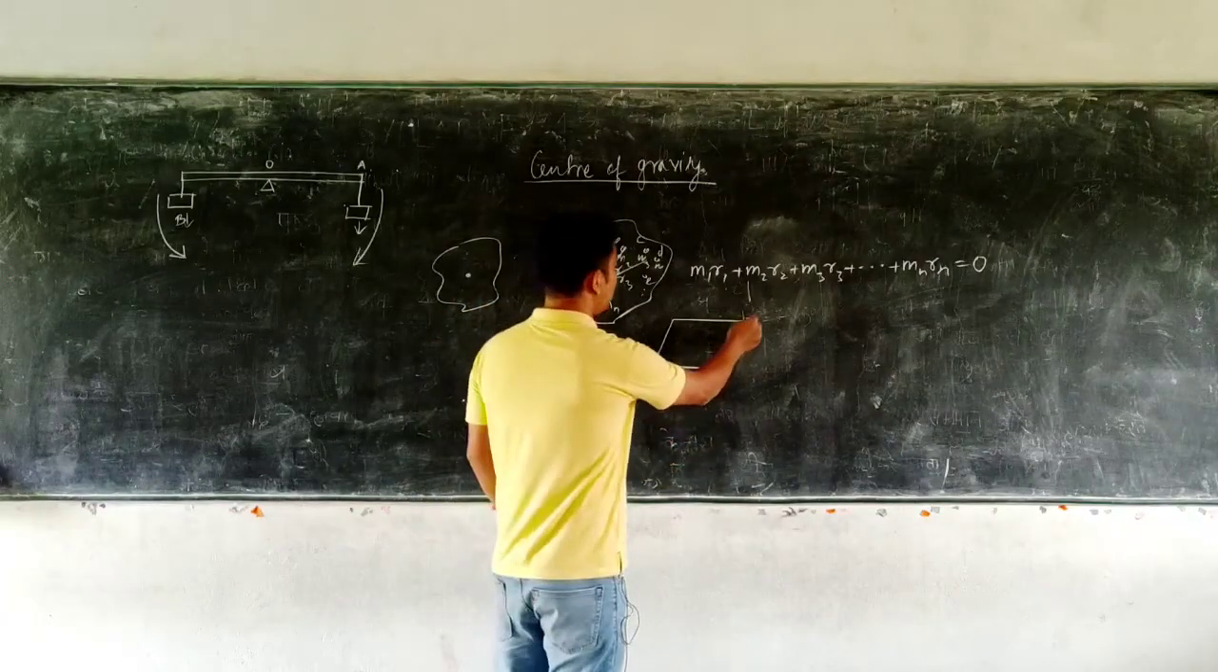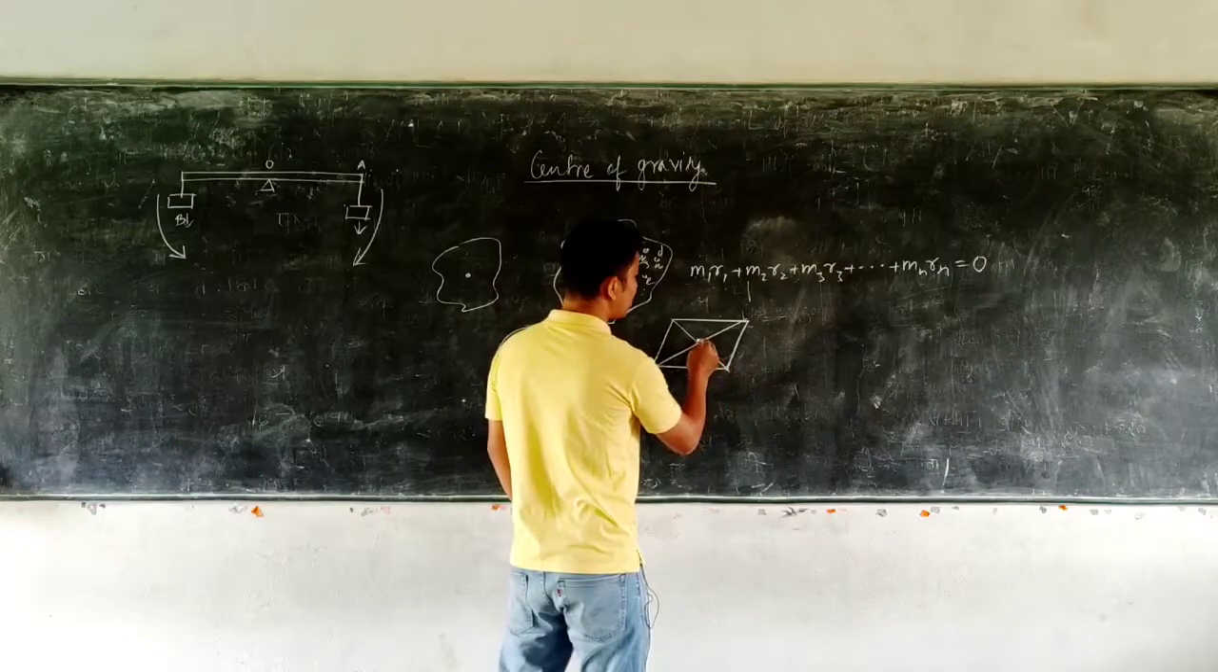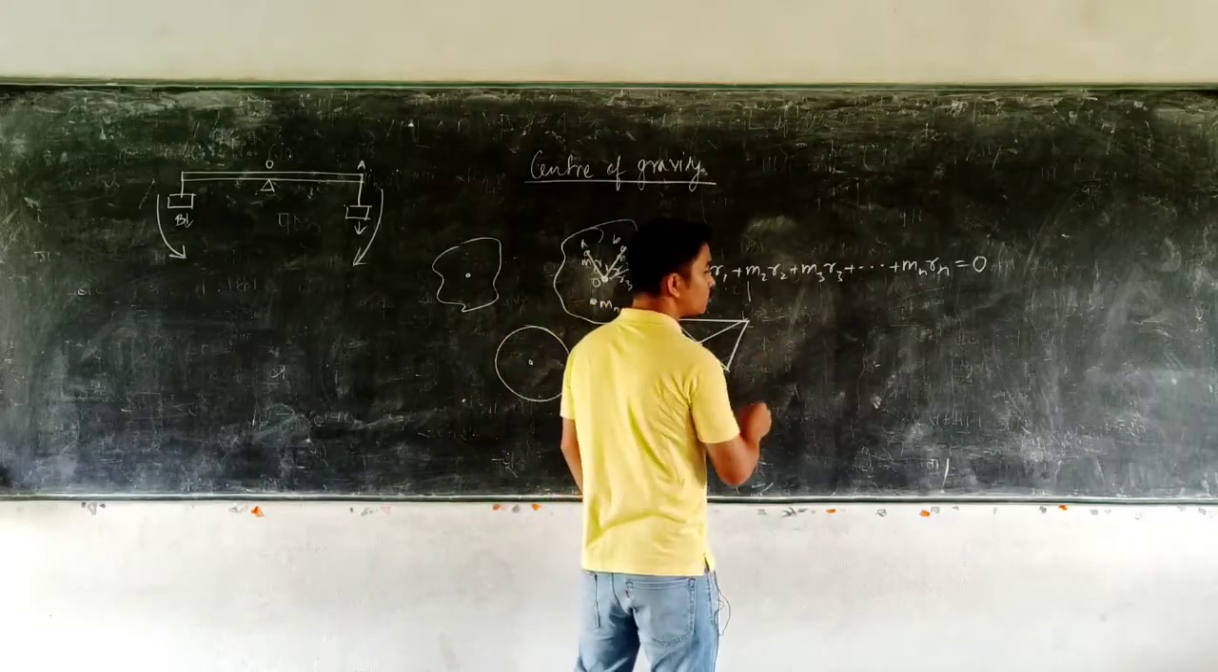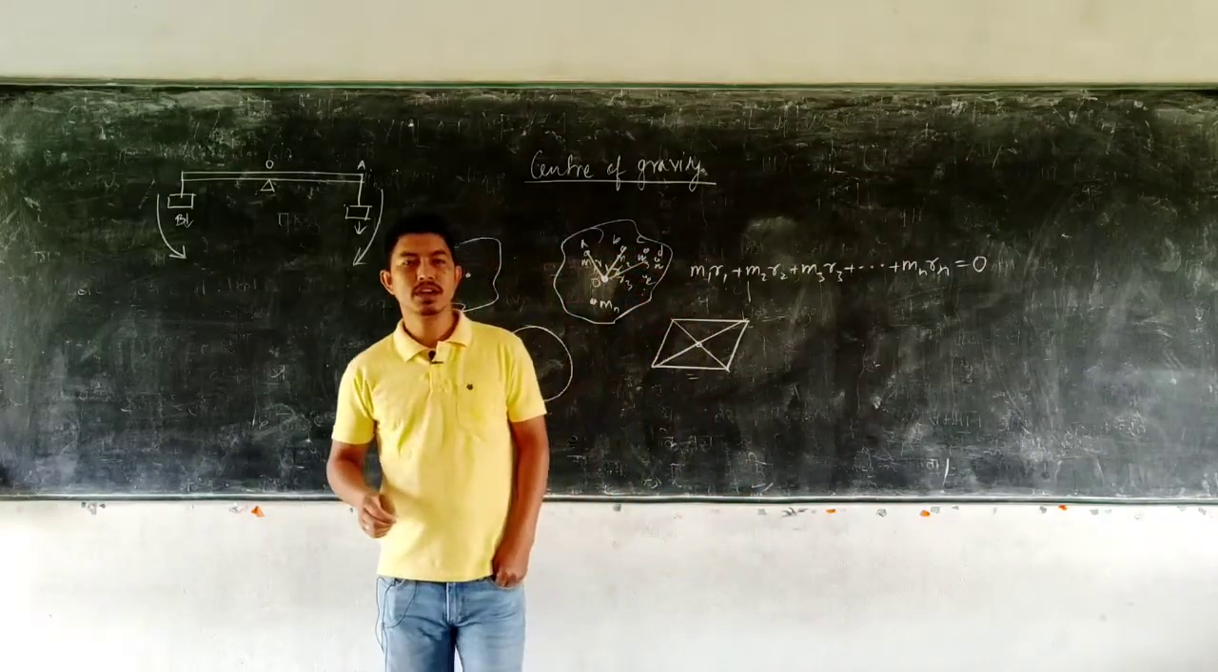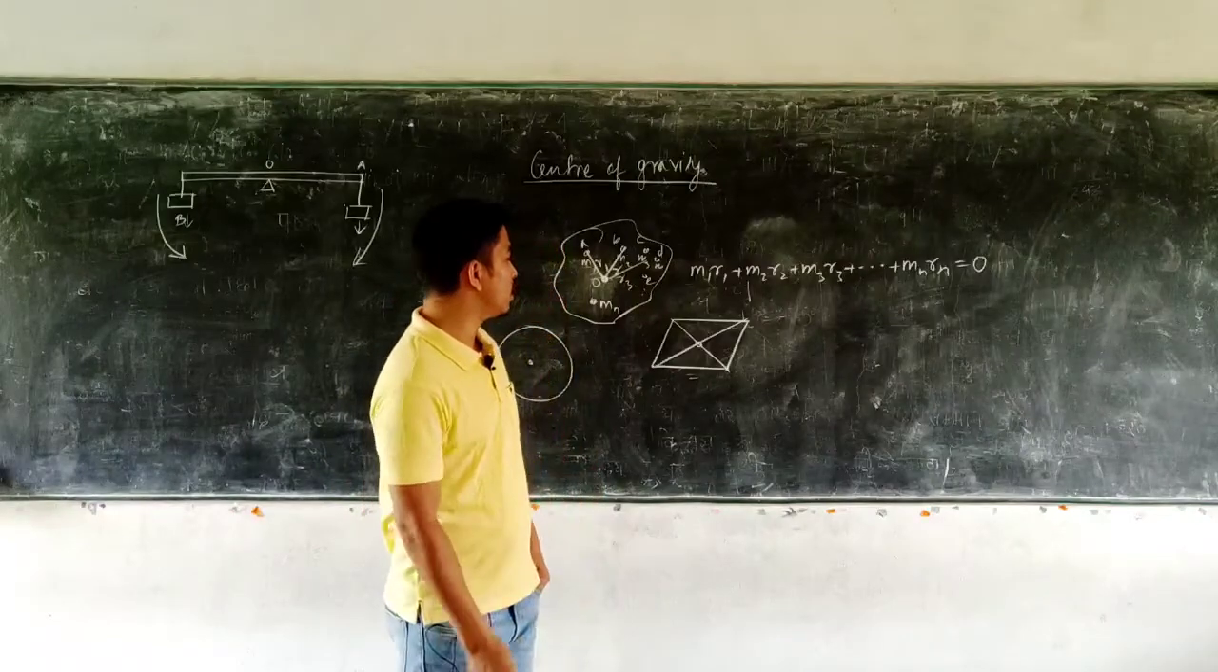Now for some of the regular objects, like if you have a quadrilateral, the center of gravity of this quadrilateral lies wherever its diagonals intersect. For a square also it is the same, the center of gravity lies wherever its diagonals intersect.